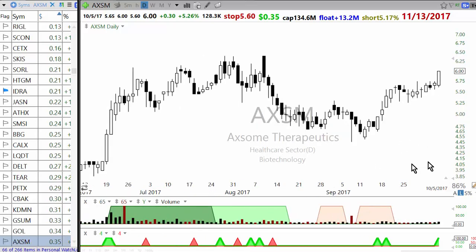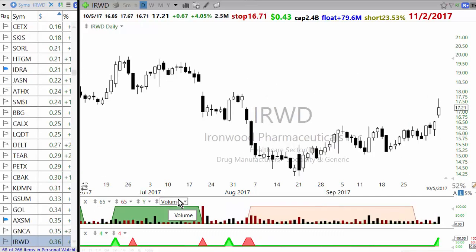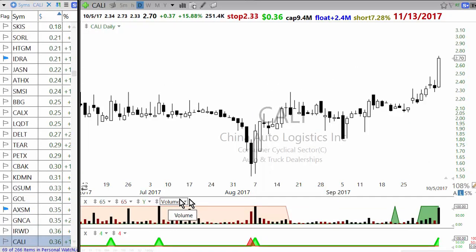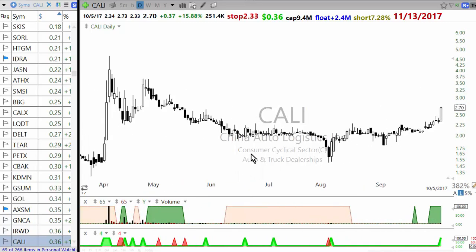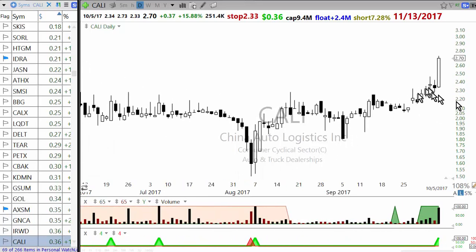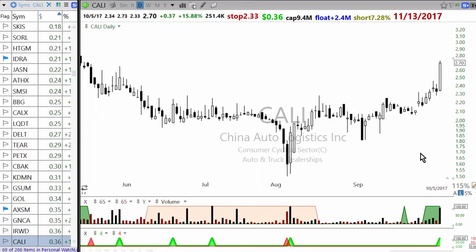Axum Pharmaceuticals, again, this is the first leg, orderly sideways move, was not up 3 days in a row, closed near the high, volume is high also. So that's another setup which you find out of this. Cali Auto Logistics, not really the best of the lot, but it can still work.